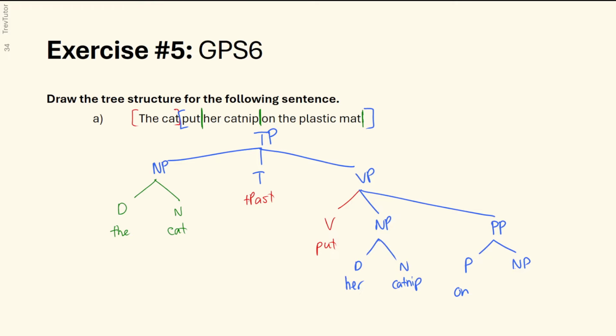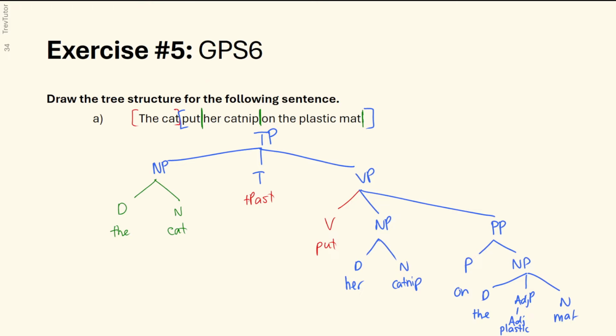Now, what do we have? We have the plastic mat. So mat is going to be the head of that noun phrase. We have a determiner, which is the, introducing which mat it is. And then we have an adjective phrase, which is modifying it. So this is an adjective phrase that goes down into an adjective, barely having enough room to do this, with the word plastic. So the cat plus past put her catnip on the plastic mat.